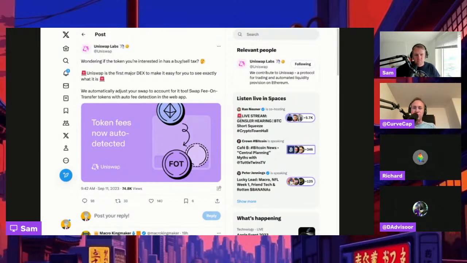I'm actually wondering if Uniswap Labs is ahead of DeFi Llama's swap aggregator here. I don't know if Llama Swap accounts for tax tokens. That's a good point. I'll have to check.